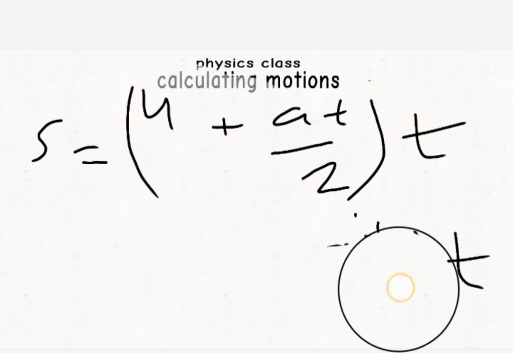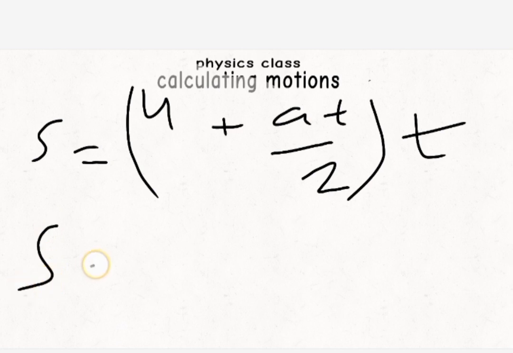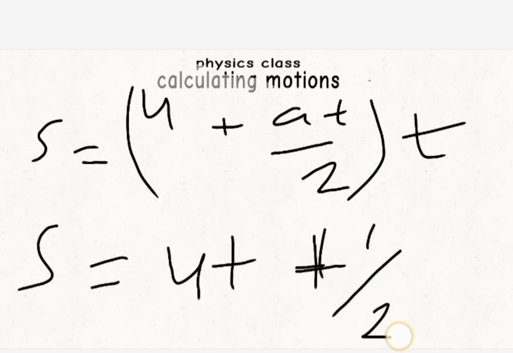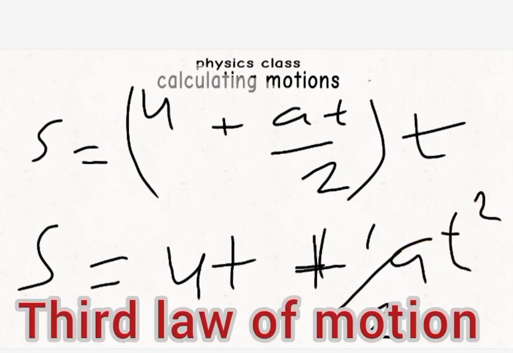Then when you use t to multiply through, you have that s is equal to ut plus 1 over 2 at square, since t is multiplying t.